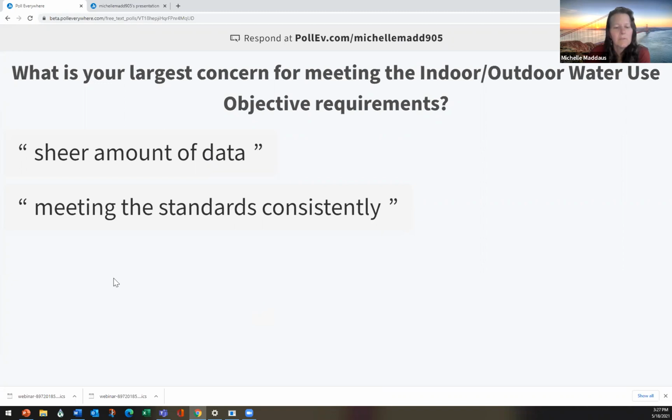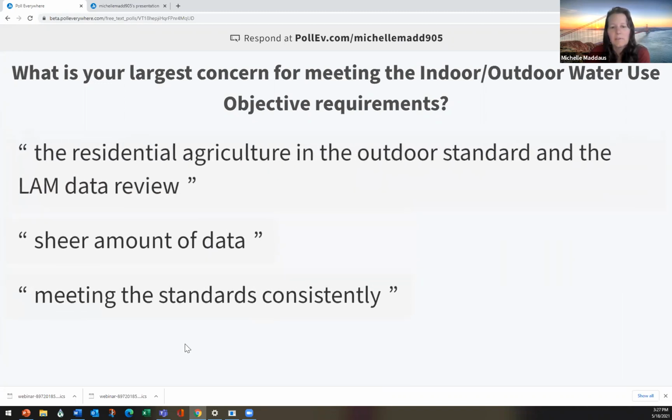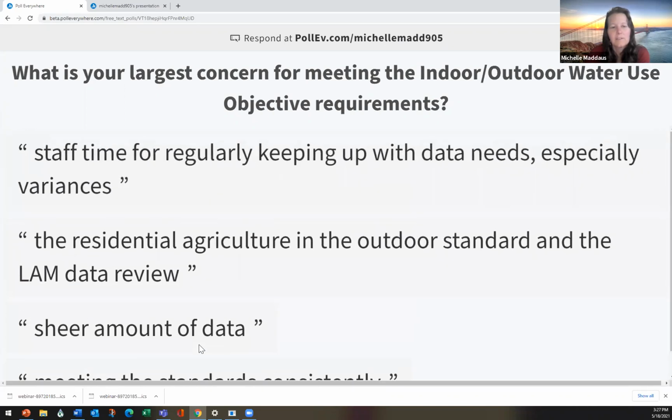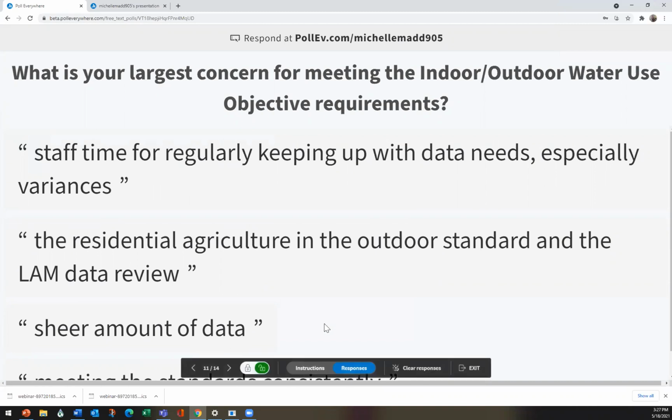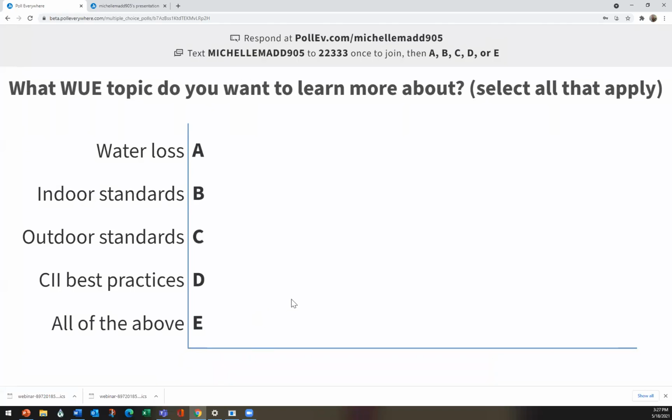All right, and do we have one more, Annika? We might as well do that now. Oh, there's one, residential, agricultural, and indoor standard. Staff time for keeping up with the data needs. Yeah, the variances. Those are all good. We found a number of the utilities have gone to data managers, data keepers to try and keep the data information consistent and organized, and there's a lot more reporting required.